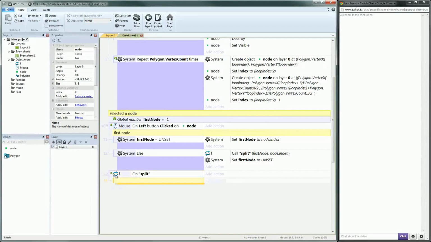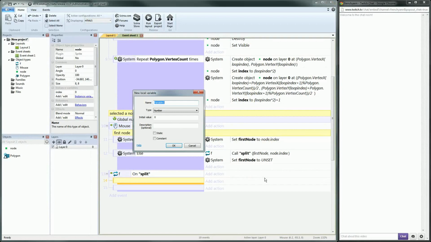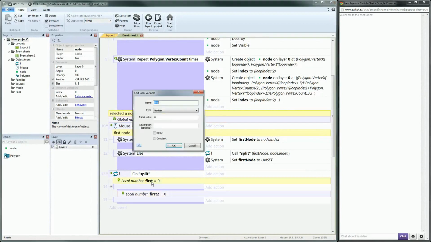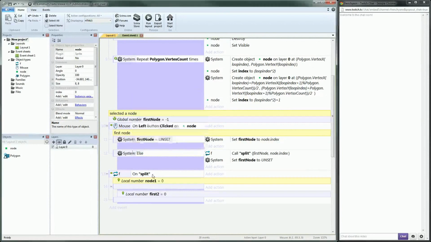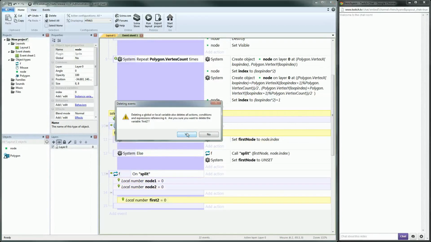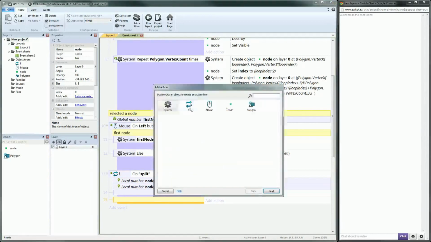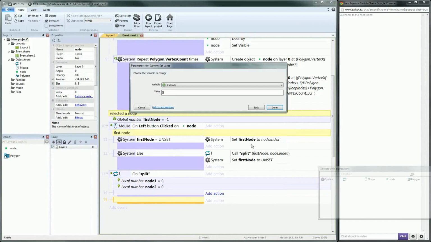So when you split, you have the first node. I can't use first node because it's already in global scope. So I will just use, or I can do node 1 and node 2. Yes. So remember it's at the index of the node. So we will set node 1 to f.param 0.